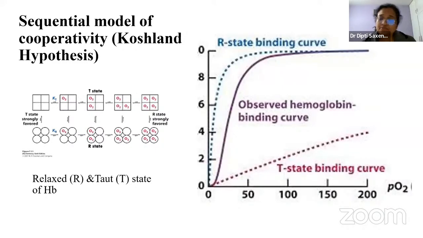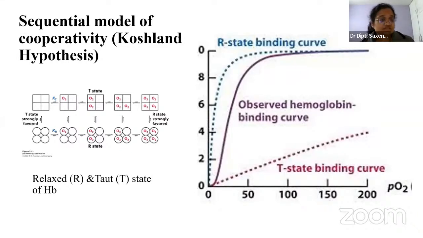But what happens when the blood reaches the lungs? The oxygen is abundant there. So it picks up oxygen in this taut state, picks up 1 oxygen molecule. As soon as it picks up 1 oxygen molecule, the conformation of the hemoglobin changes, and that facilitates the combination of a second oxygen molecule. This process is repeated till all 4 molecules are bound to hemoglobin, which is the relaxed state. This relaxed state has more affinity for oxygen.